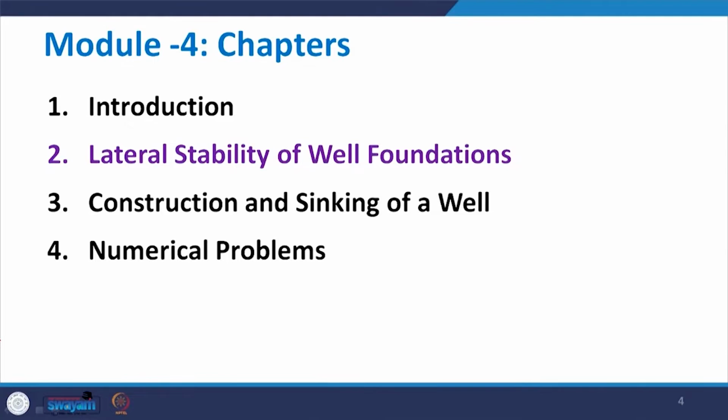That is the fourth module here, and some of you may be aware that well foundations are mostly used as a foundation of bridges, particularly in our country. We are going to cover this topic under these subheads, or you can say chapters, under this module 4: first introduction, then lateral stability of well foundations, construction and sinking of wells, and numerical problems. Now we are going to talk about the introduction, and then we will talk about lateral stability.